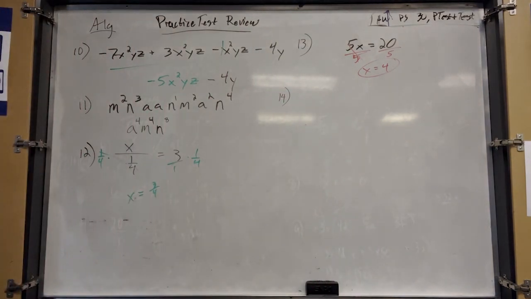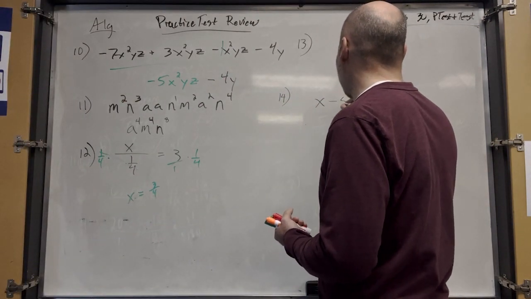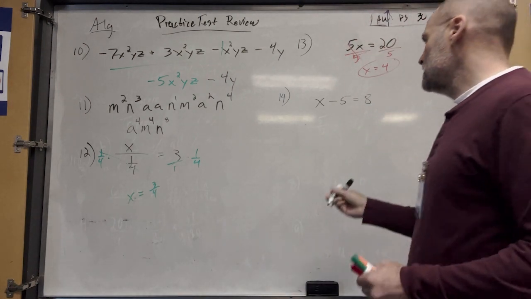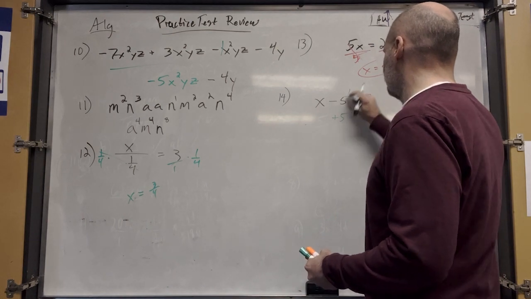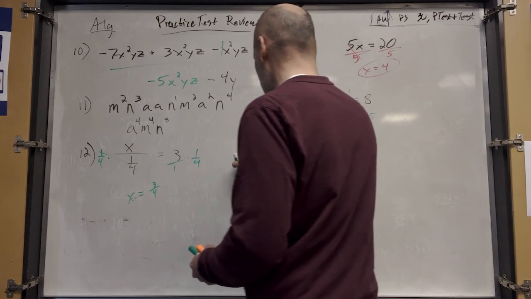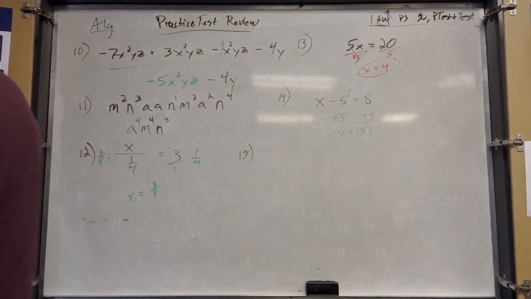You can use algebra. x minus 5 equals 8. How do you get rid of minus 5? Do the opposite operation. Which is what? Addition. x equals 13. Just verify that. Check it. Make sure it's good. All right.